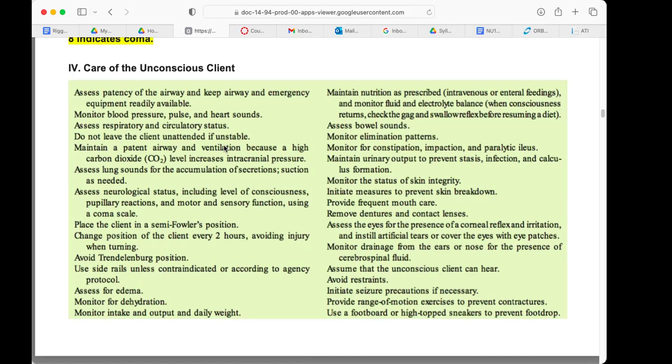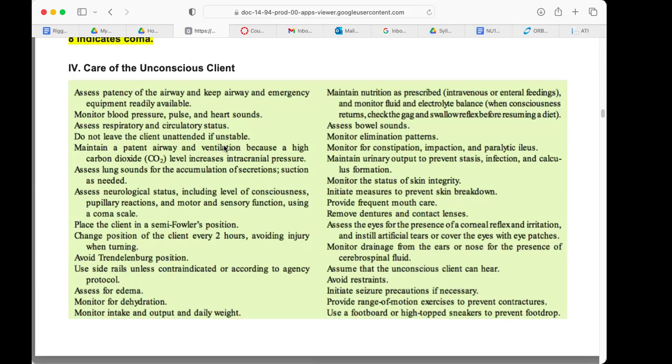Okay. Always assess for lung sounds. So the unconscious client, they can't protect their airway. They can't cough. They can't get up and walk. So them laying in bed is going to increase the risk for pneumonia and a buildup of secretions and atelectasis. So we want to listen to their lung sounds so that if they start to have rhonchi or diminished lung sounds, we can suction them as needed.